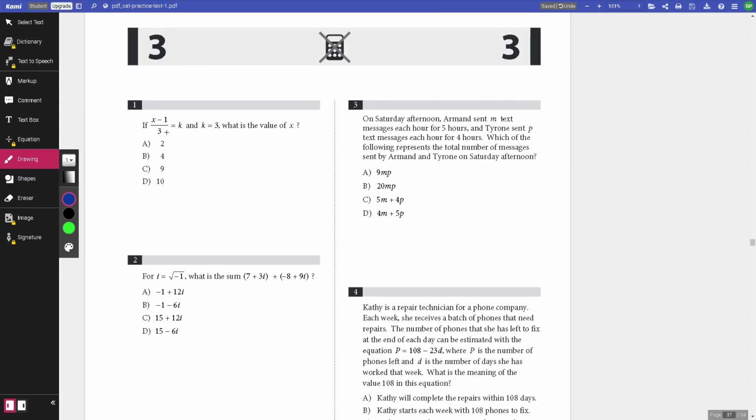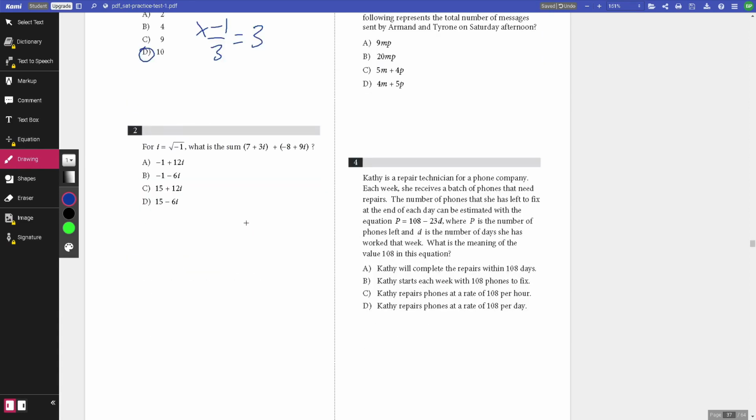Number 1 says, if x minus 1 over 3 equals k and k equals 3, what is the value of x? So you substitute in 3 for k, solve for x, you get 10. You should be able to do that in your head if you want to get a really high score.